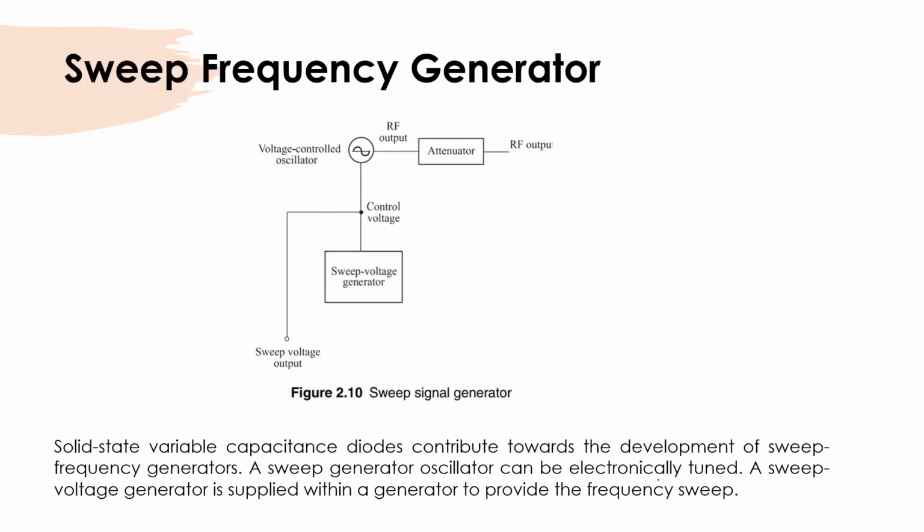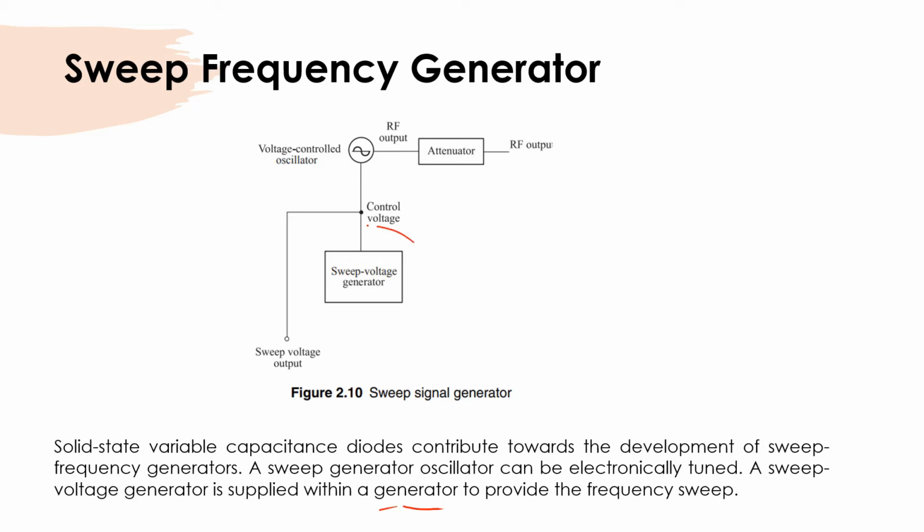And then this is another type of waveform generator. We have the sweep frequency generator. Actually, the solid-state variable capacitance diode contributed toward the development of the sweep frequency generator. So we can control the frequency and the amplitude of this signal generator by using the sweep generator. And then a sweep generator is applied within a generator to provide the frequency sweep.